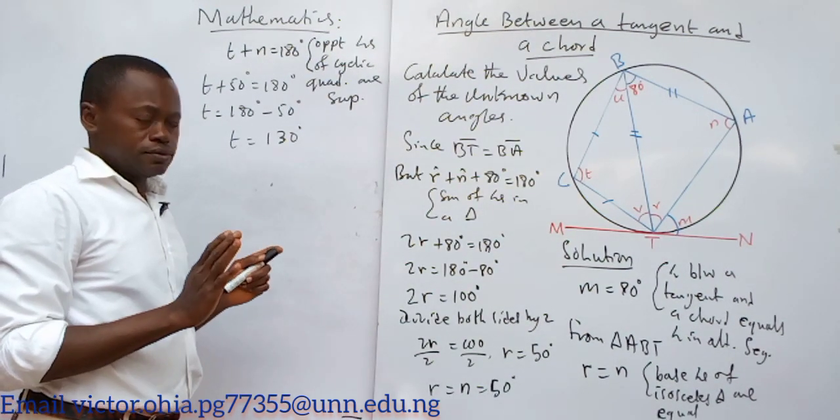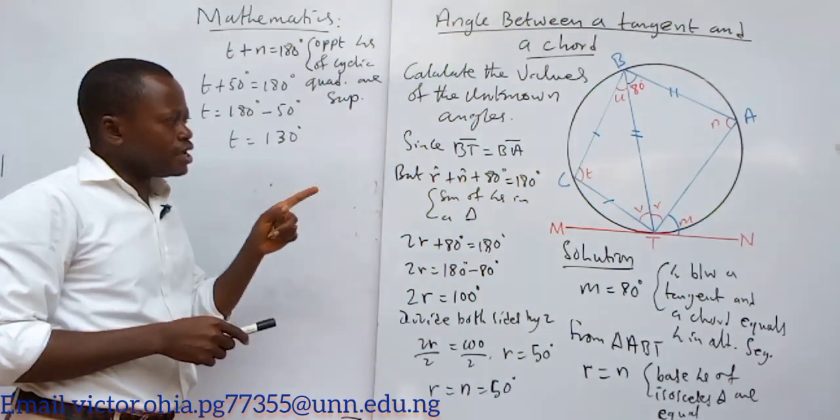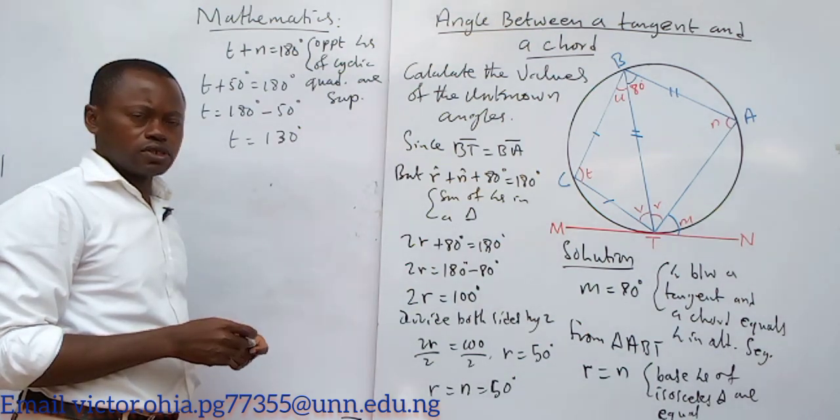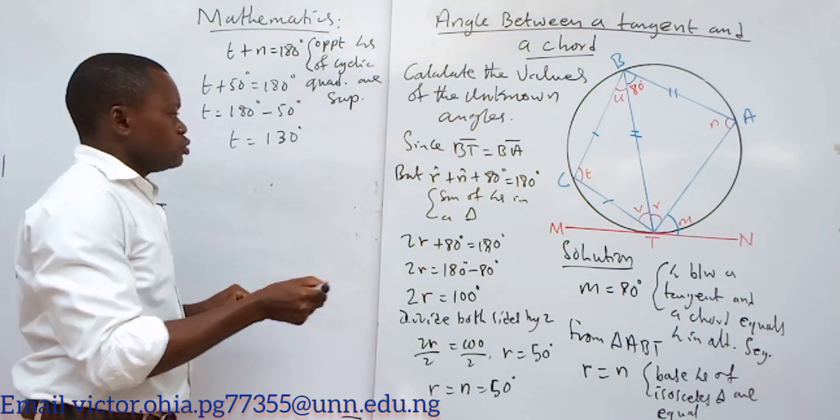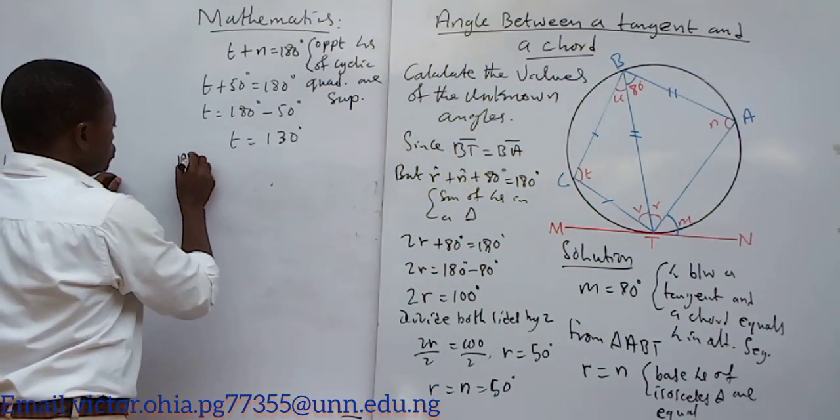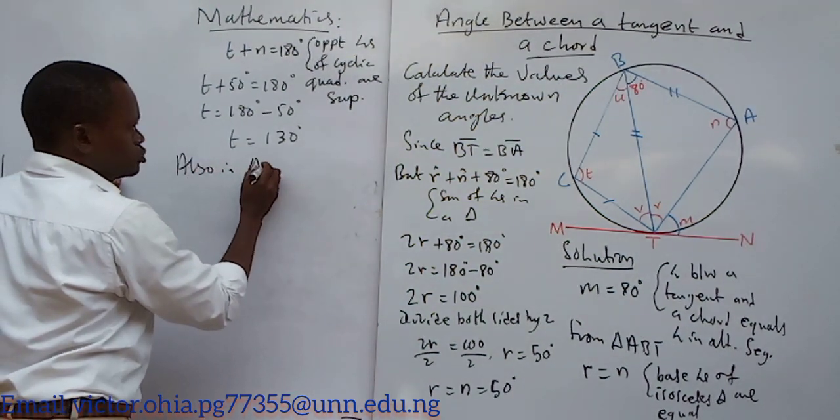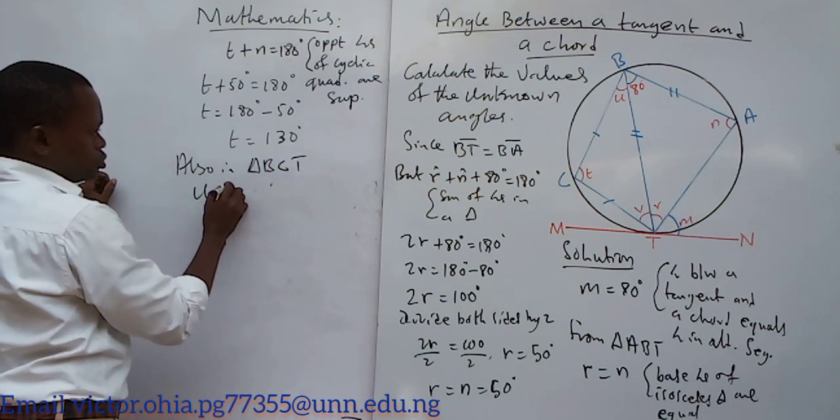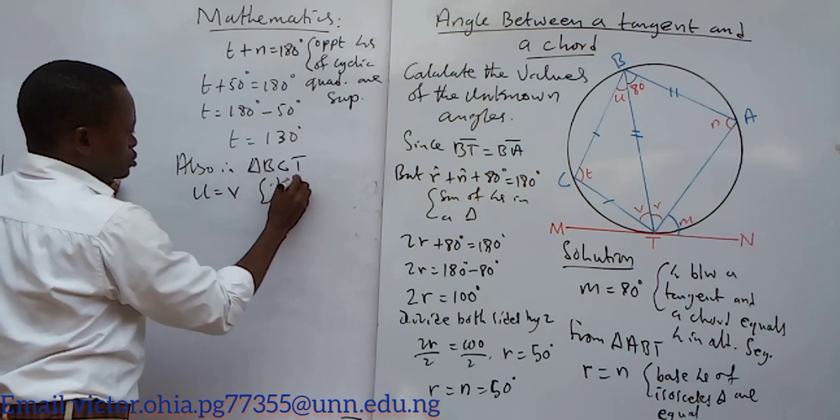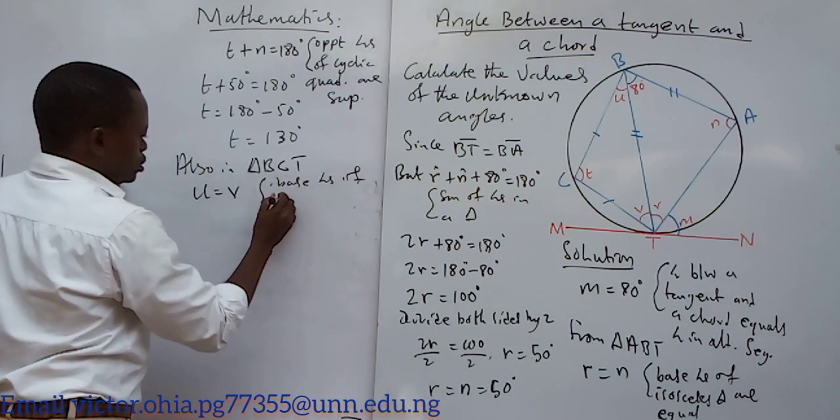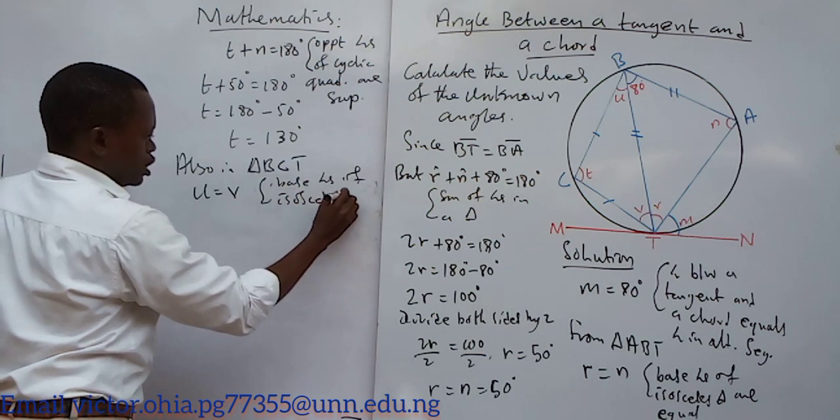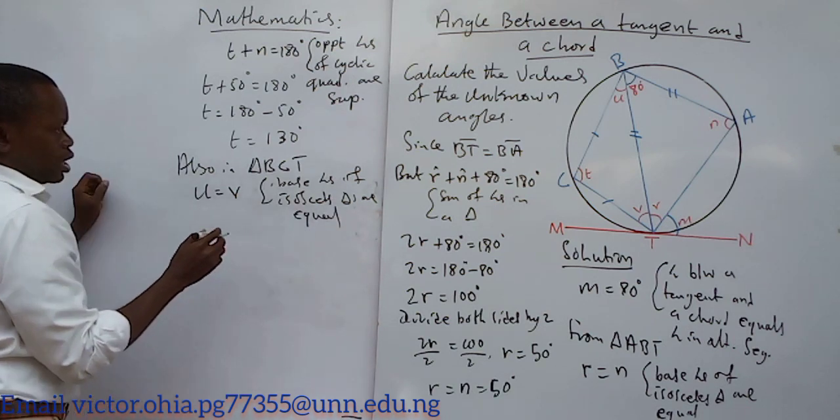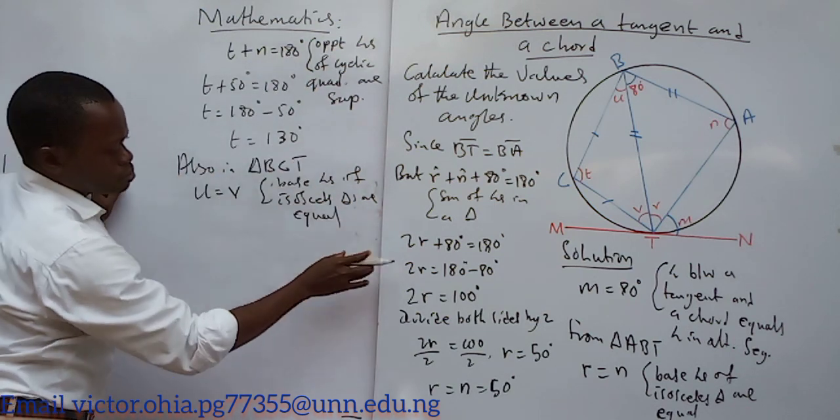I think that is good. Now, do you realize that this triangle BCT is also isosceles according to the provision made? So we say also in triangle BCT, that u is equal to v. Base angles of isosceles triangles are equal. So I can write now the same thing I did. Where is it? Here.